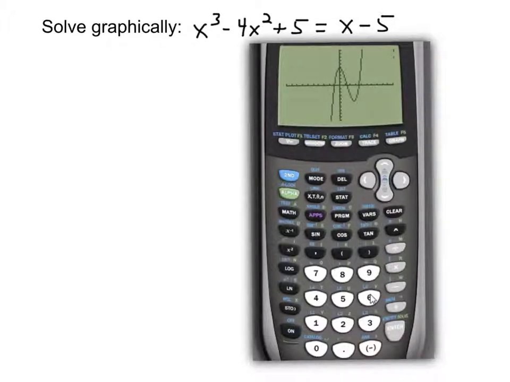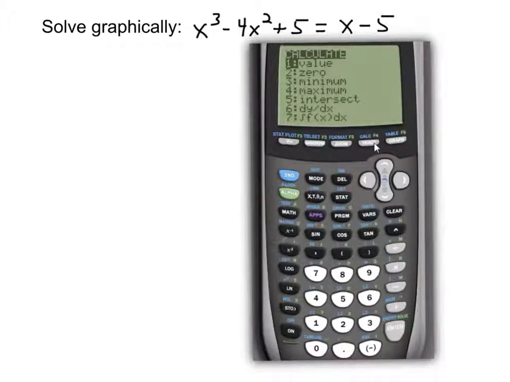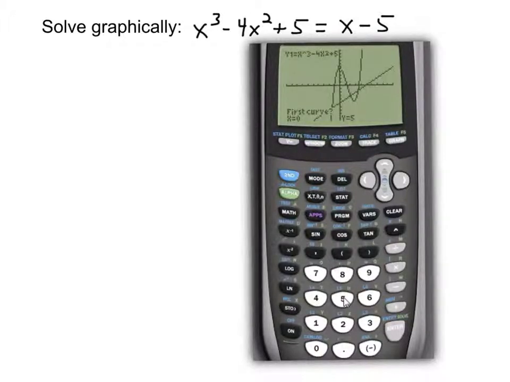And there's the first graph, and there's the second graph. And I'm looking now for the points of intersection. So I can do second, and then trace, and then number 5 for intersect. And for first curve, we just hit enter, and then second curve, enter again. And then for guess, I'm going to move it close to this first point of intersection on the far left here, and then hit enter, and that would be our first solution. Now the solution is the x value only, so it would be x equals, I'm going to round that off to negative 1.45.